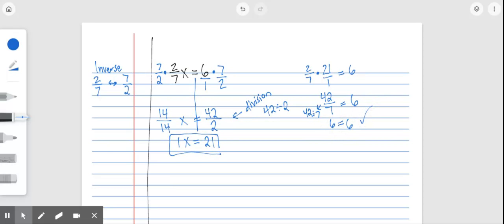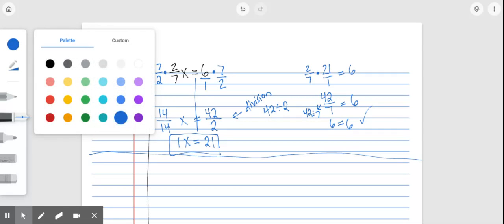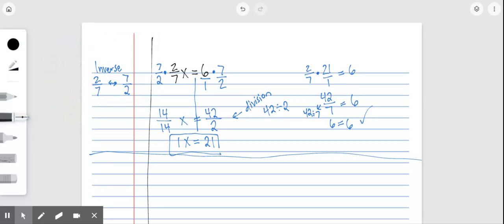Okay, checking your answer when you have fractions is a little harder than before. That's why it's really important that you're using inverse operations and you're not just guessing a number that you think will work. Okay, when I look at this problem, I have no clue the answer is 21. I don't know. That's why you have to use inverse operations, okay? I'm going to do one more, and it's going to be a little bit easier.